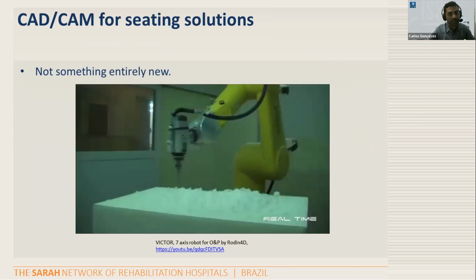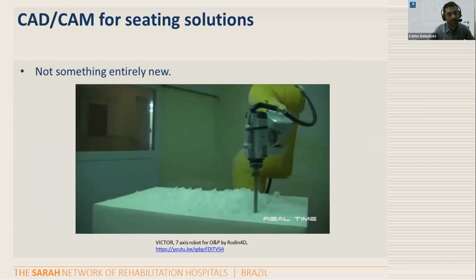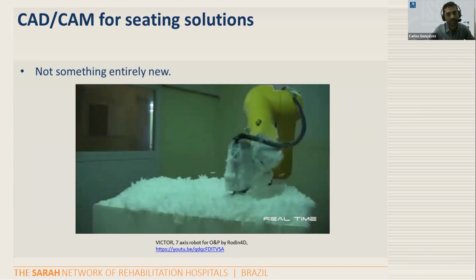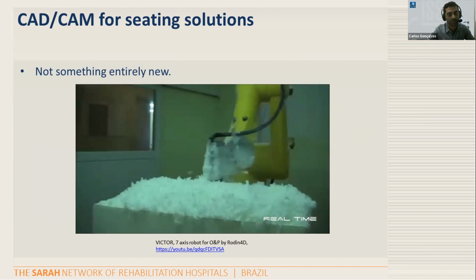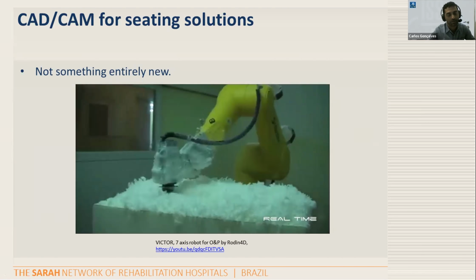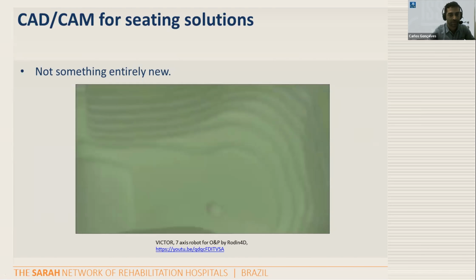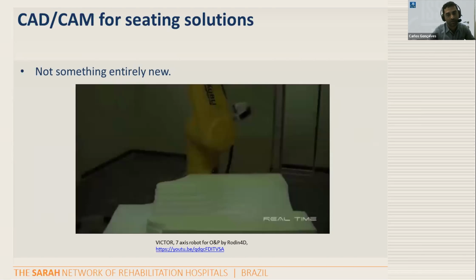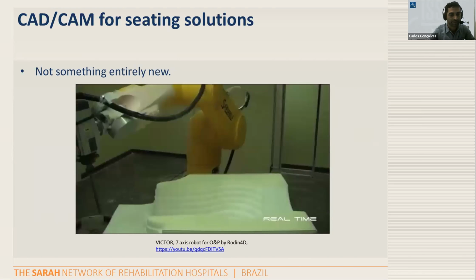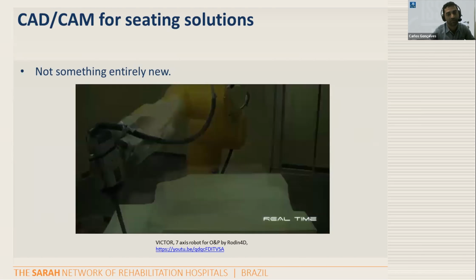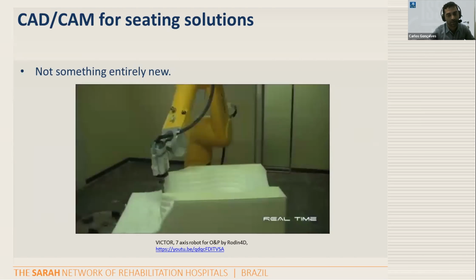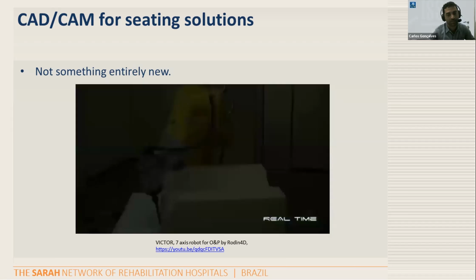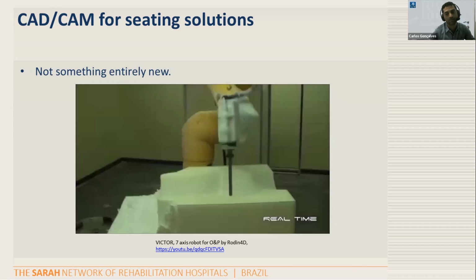Looking at how it's done, here's an example where, most of the time for seating applications, you have a big robot, so you can sculpt large pieces of foam, blocks of foam, and usually you have a rough pass and then a smoother pass, so you can acquire a surface that you can already sit on, for example.